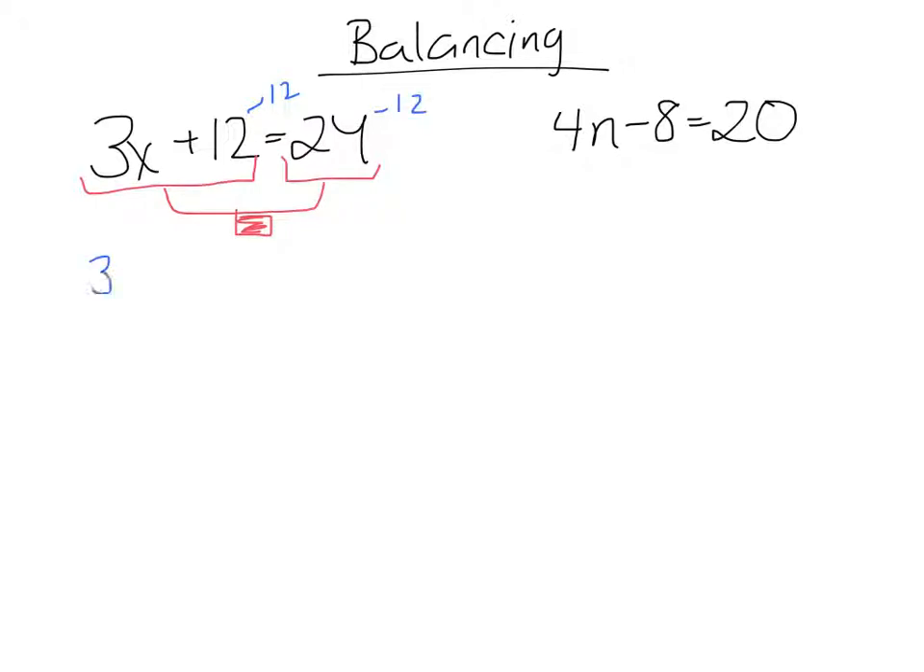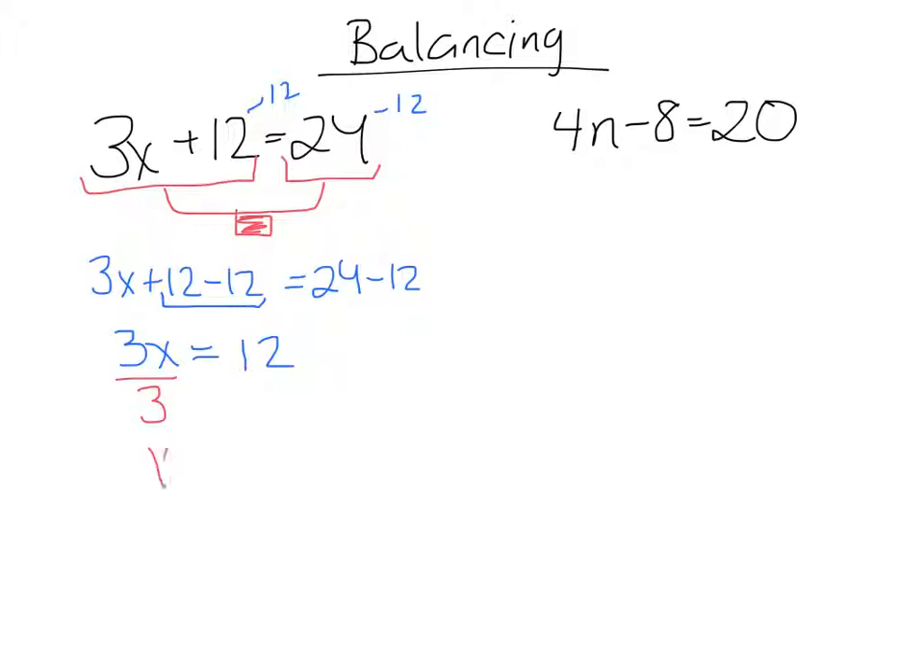So we have 3x plus 12 subtract 12, 24 minus 12. 12 subtract 12 is 0, so it's gone. 24 subtract 12 is 12. And now what operation is happening to the x? Well, 3 and the x together, that's multiplication, so the opposite of multiplication is division. I'm going to take 3 divided by 3 is 1 whole. So now x is alone, and that's your goal, is to isolate.